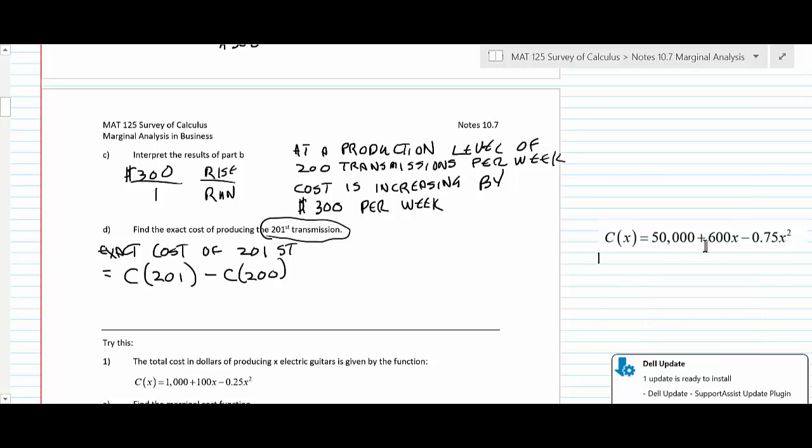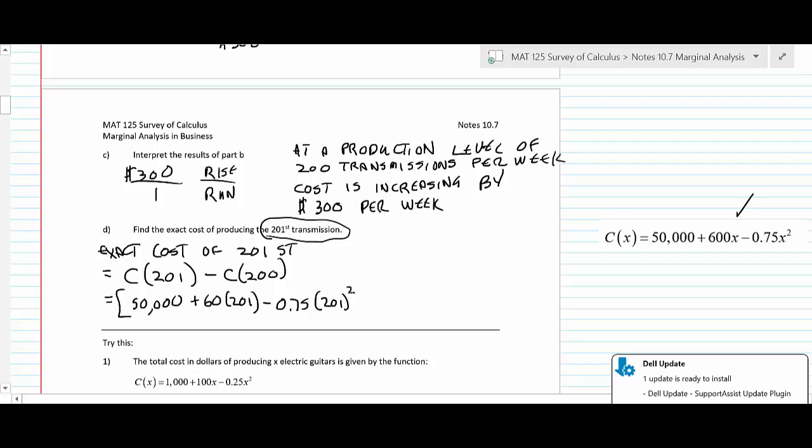So we're going to take this cost function. We're not dealing with the marginal. We're dealing with exact cost. So what you're going to do is just do 50,000 plus 600. Then you're going to plug in the 201, and then minus the 0.75 times 201 squared. Okay, that's going to give you the cost of all 201 transmissions. Then you got to subtract off the cost of the first 200. So you do kind of the same thing.